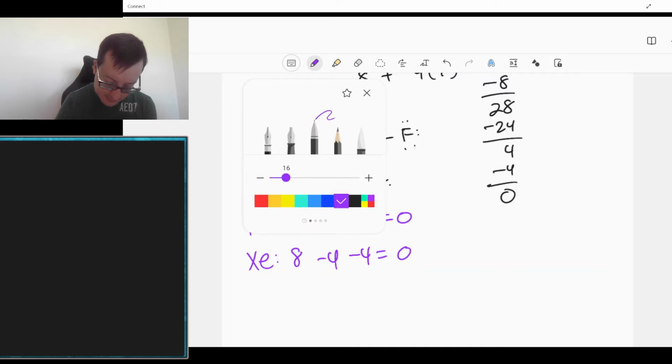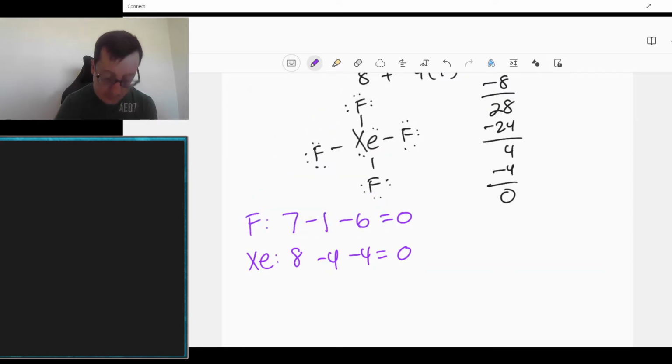And so we see here that xenon has 2 lone pairs on it, even though it has 4 bonds. So again, we have a hypervalent species here. So it can accommodate extras of these.